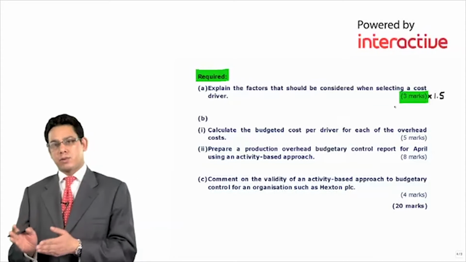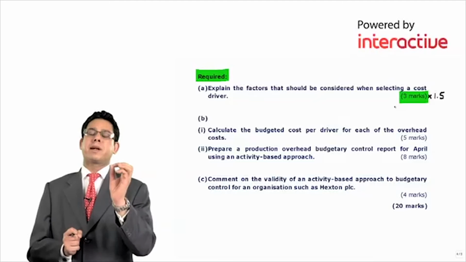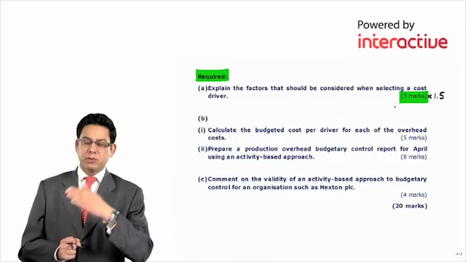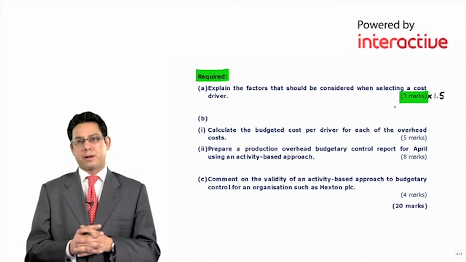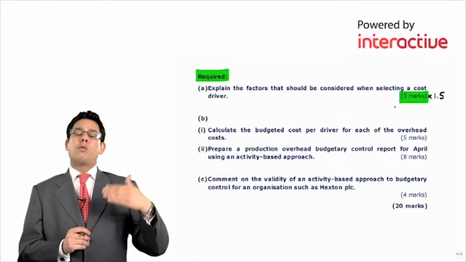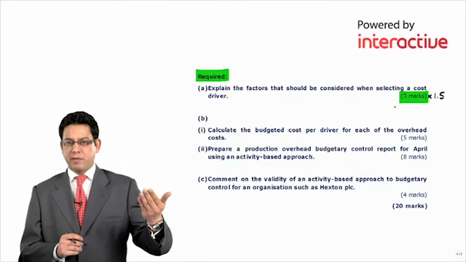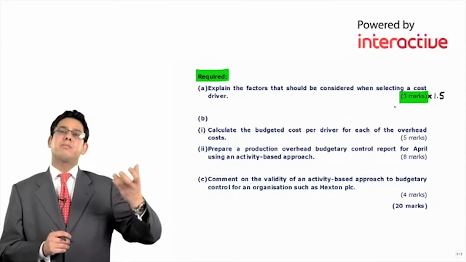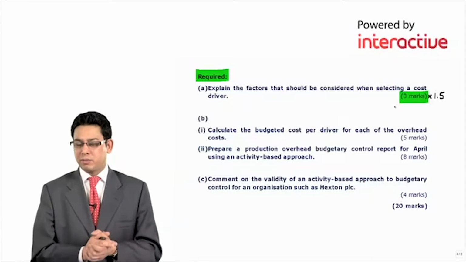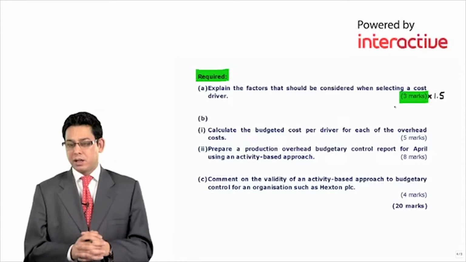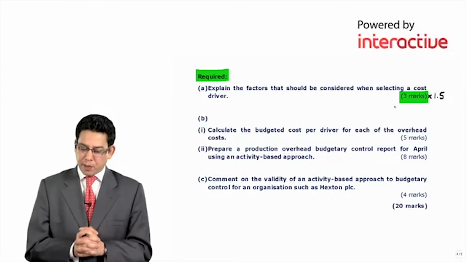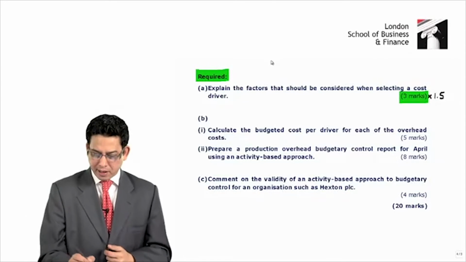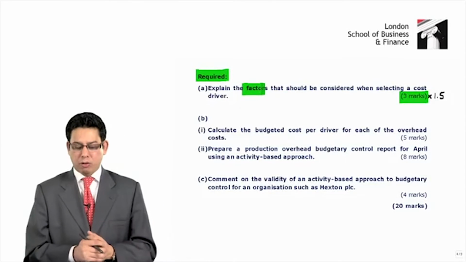So 3 times 1.5, approximately 4 to 5 minutes you can afford on this requirement. You can go over the limit, maybe 1 extra minute. If you can't squeeze it into 5 minutes, let's say 6 minutes, it's okay. We can't watch the time all the time. Now, explain the factors that should be considered when selecting a cost driver.